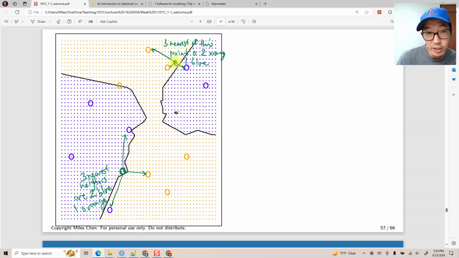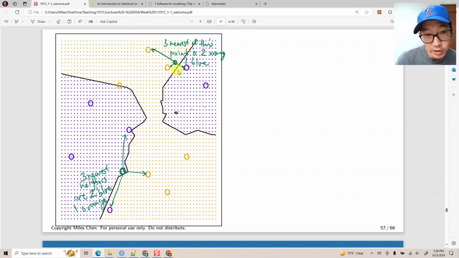Here is a dot right here, and we look at the 3 nearest neighbors to this one. The 3 nearest neighbors are this purple dot and two orange circles. So out of the 3 nearest neighbors, we have 2 orange and one purple, and therefore this gets classified as orange.